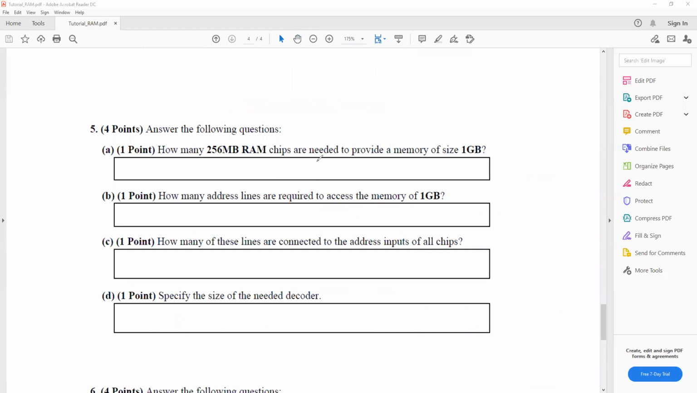Okay, answer the following questions. Part 1: how many 256 megabyte RAM chips are needed to provide a memory size of 1 gigabyte? Come on, someone answer it. Someone give me the solution. You want to build 1 gigabyte from 256 megabyte. How many chips do you need?